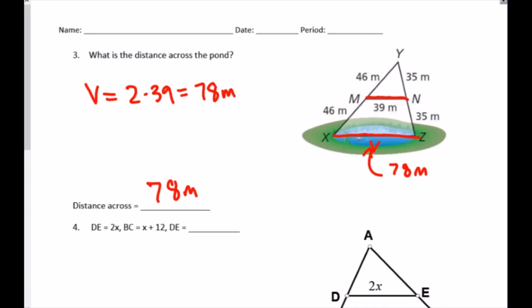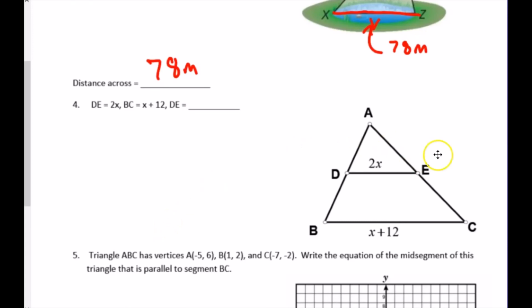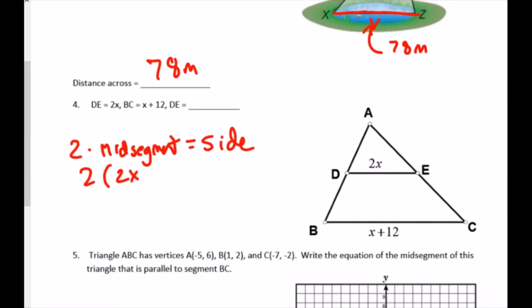All right, let's look at the next one, number 4. So we have a midsegment and a side. What do we know about the midsegment and the side? What's their relationship between each other? We don't know. How much do I multiply the midsegment by to get the side? Times 2. So we're just going to do midsegment times 2 equals side. Here's how I would write it. 2 times midsegment equals side. And then I'm going to replace midsegment with 2x and side with x plus 12.